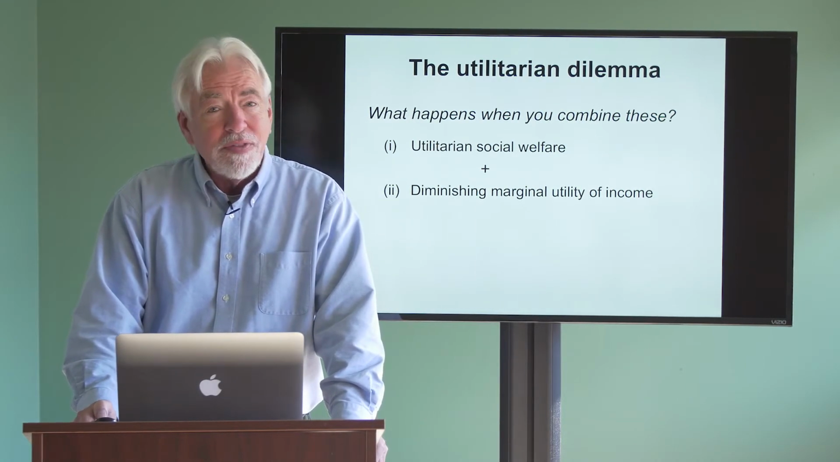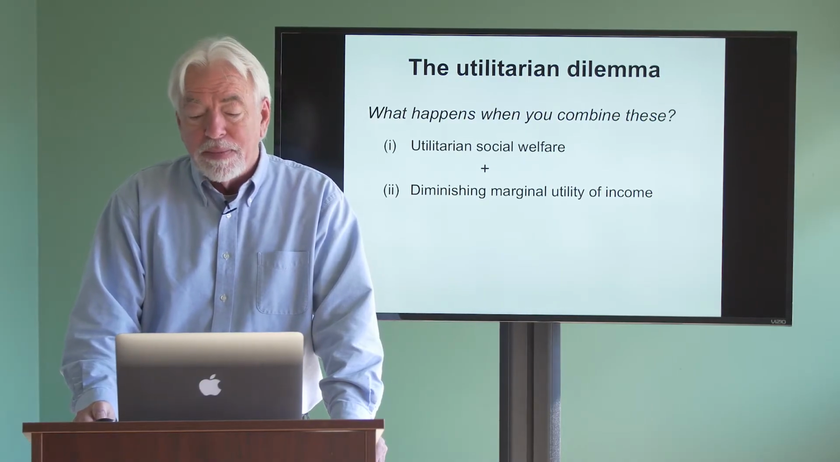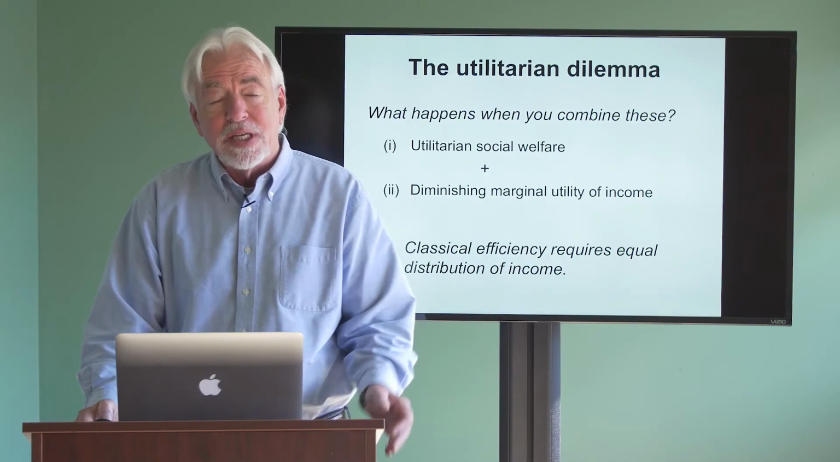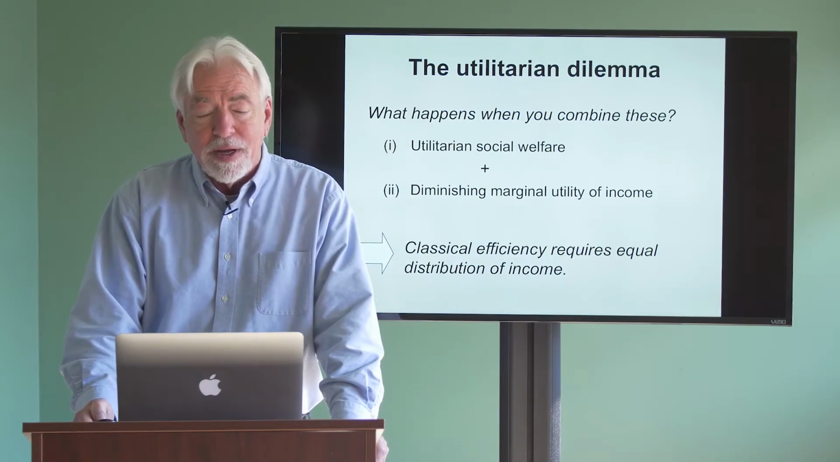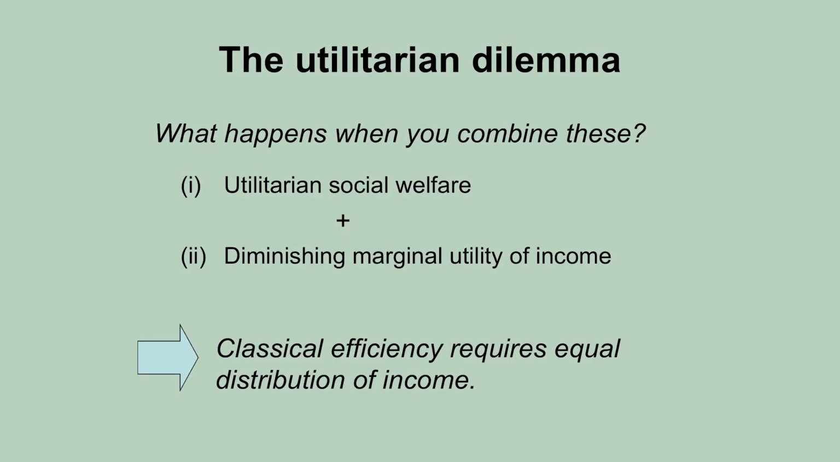You put those together, and the prescription that emerges is that efficiency, in that classical sense, requires an equal distribution of income. If I get more utility from a buck than you do, then transferring some of your bucks to me would increase the sum total of utility, and vice versa. If you get more utility from a buck than I do, we should transfer from me to you in order to increase the sum total of utility, the sum total of welfare.